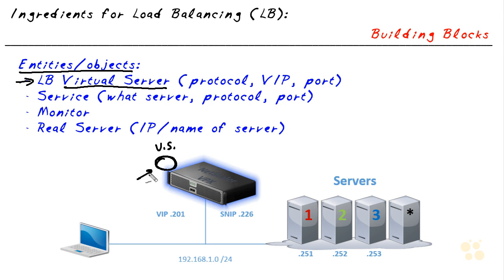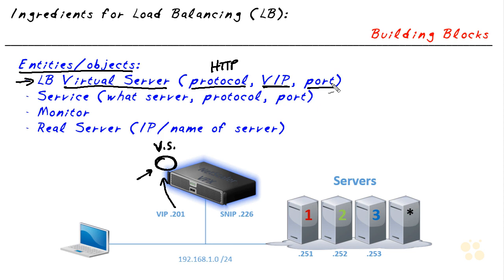We could call it Bubba, we could call it acme.com, we could give it a name in the NetScaler, and then we also tell it what protocol this virtual server is going to be prepared to service. For example, HTTP. We'll specify the virtual IP address that this virtual server should respond to. And in our topology here, we're going to use a VIP, a virtual IP address with the virtual server of .201. And we'd also specify a port.